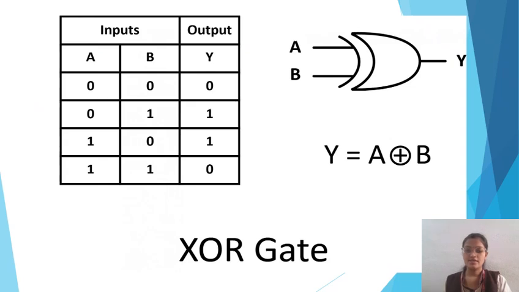This is the gate diagram of XOR gate. When inputs A and B are passed through XOR gate, output Y becomes A XOR B. It means when inputs A and B are taken as 0 and 0, output Y becomes 0. Input A0, B1, an odd number of ones, so the output becomes 1. Input A1, B0, an odd number of ones, it means output Y becomes 1. Input A1 and B1, it is an even number of ones, so the output Y becomes 0. This is about XOR gate.